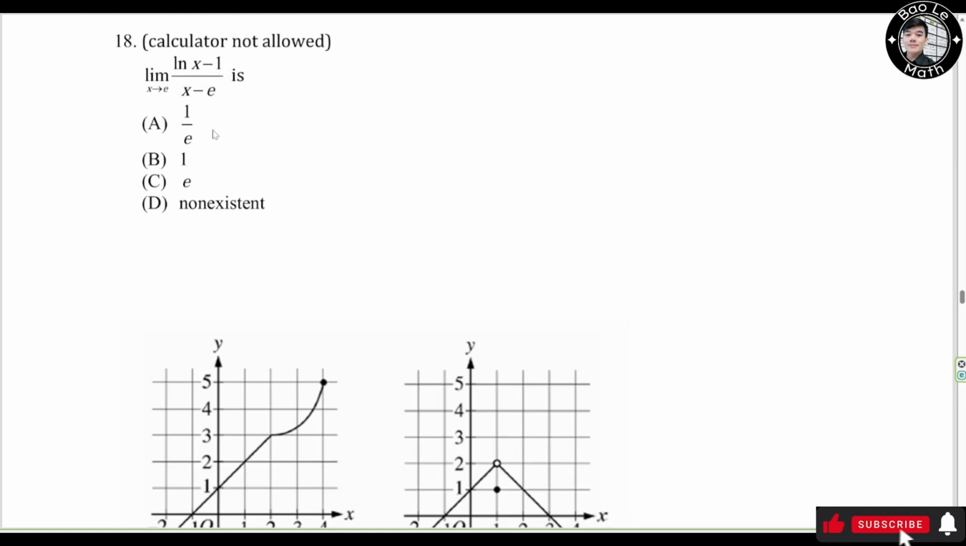Now, number 18, the limit of ln(s) minus 1 over s minus e when s approaches e is what, right? We substitute over here. We have the limit of ln s minus 1 when s approaches e equals ln e minus 1, which is 1 minus 1, which is going to be 0. The limit of s minus e when s approaches e equals 0, right? So we have an indeterminate form, so L'Hospital's rule applies.